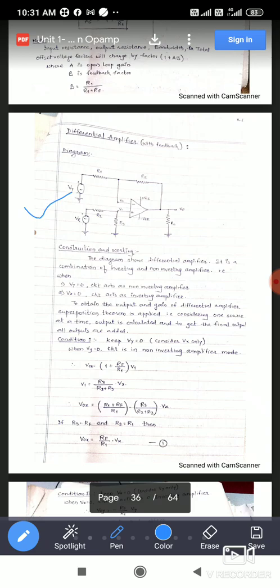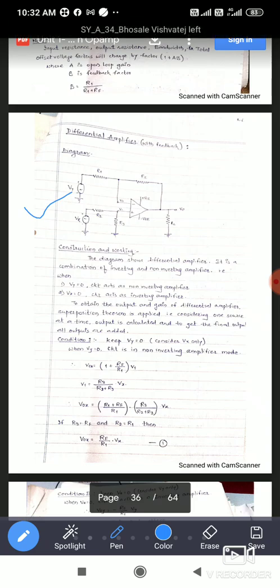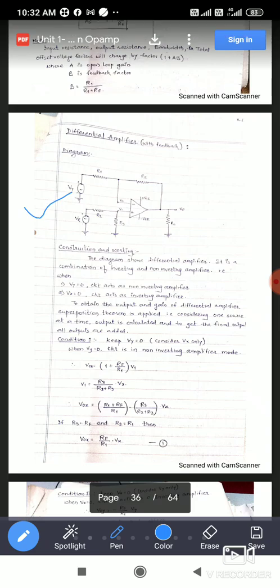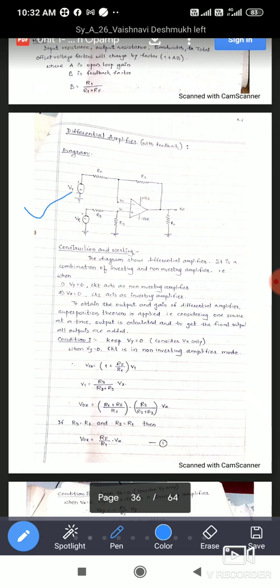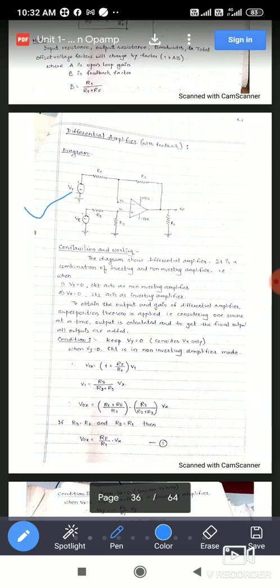Here we have to observe. There is a feedback path, a feedback connection from output to input terminal, but where is the feedback connected? At the inverting terminal or at the non-inverting terminal? Where is the feedback connected? Anyone? The output signal goes from the output to the input, but at which input? Non-inverting terminal or inverting terminal?